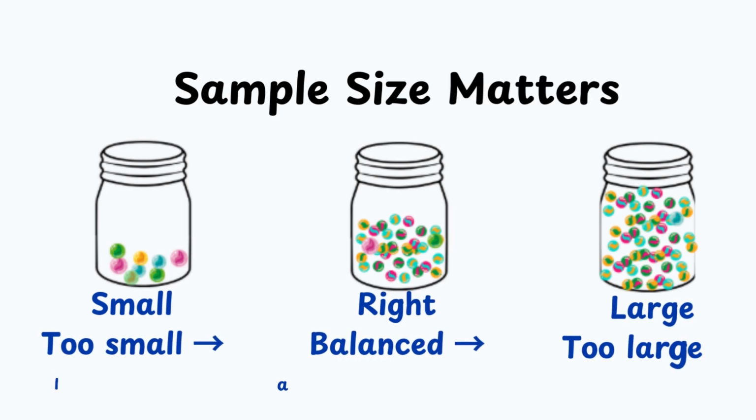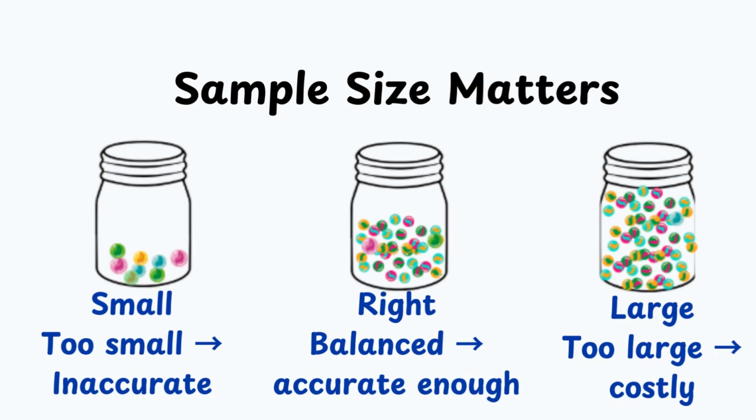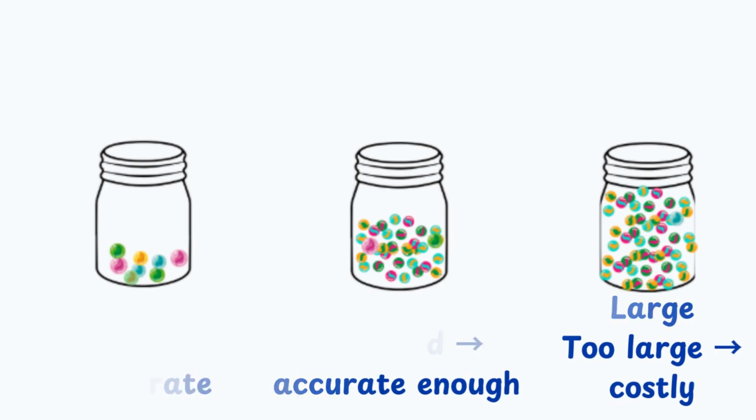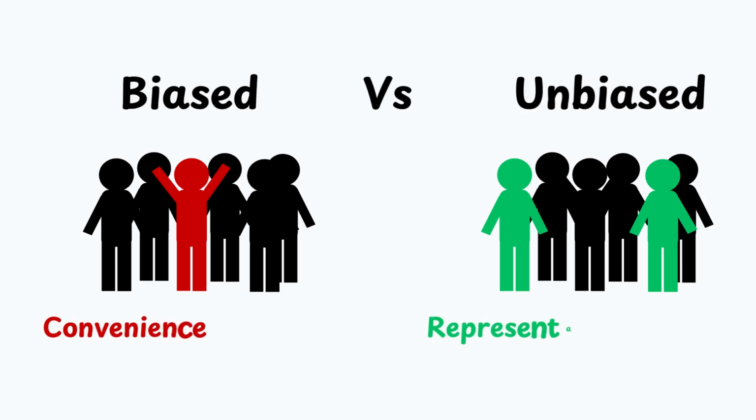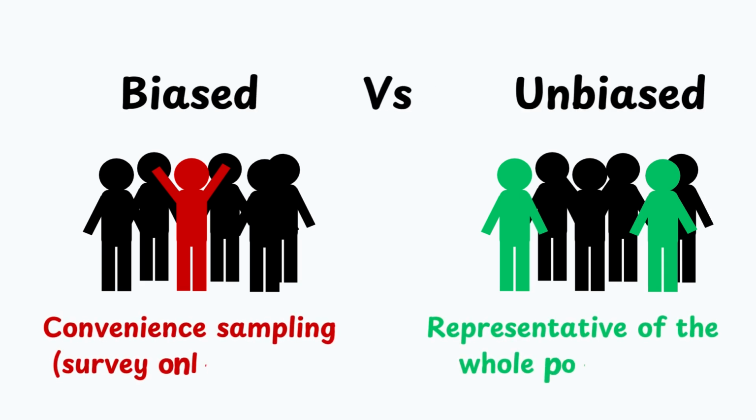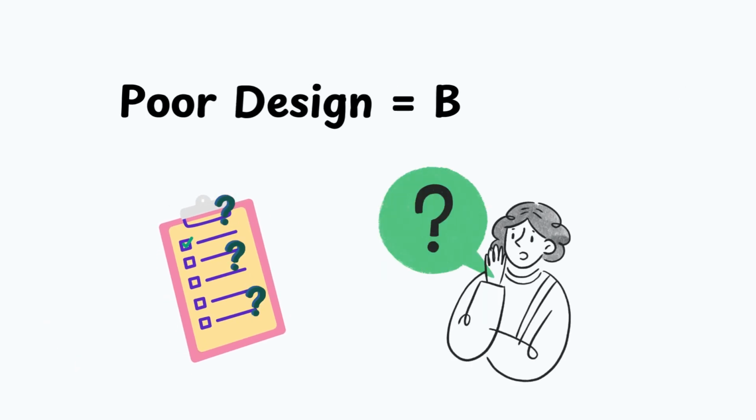First, if the sample is too small. If your sample is only 5 people, it won't represent the population. Second, if the sample is biased. If you only survey city people but ignore rural areas, your data is skewed. Third, if the sample is of poor design. If your questions are confusing, your answers will not reflect reality. That is why sample size and selection method matter so much in research.